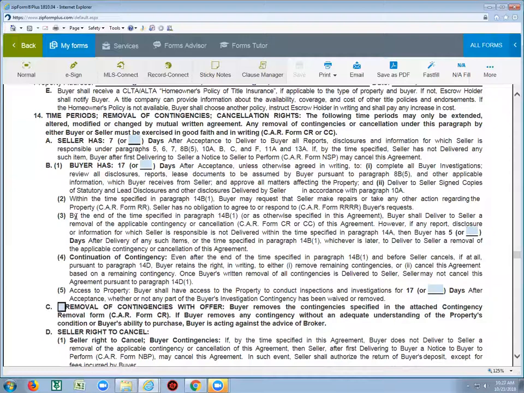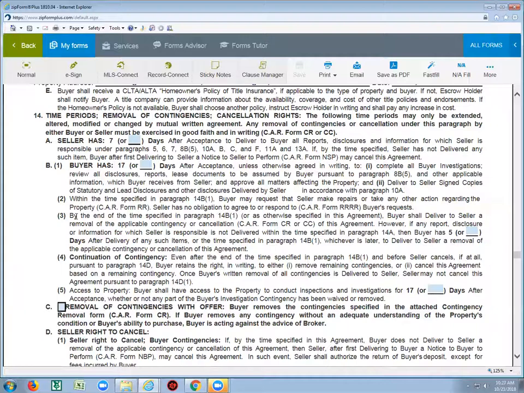Okay. Of the contingency cancellation under the paragraph by either buyer or seller must be exercised in good faith and in writing. So those are C.R or C.C. C.R, that's a contingency removal. C.C, that's a cancellation. Okay, contract cancellation.